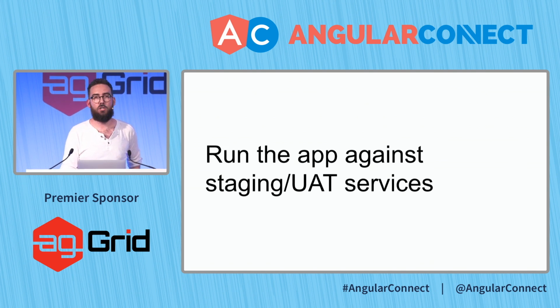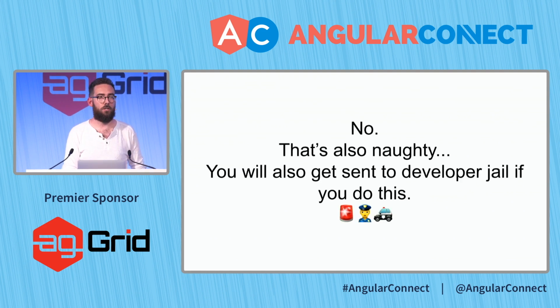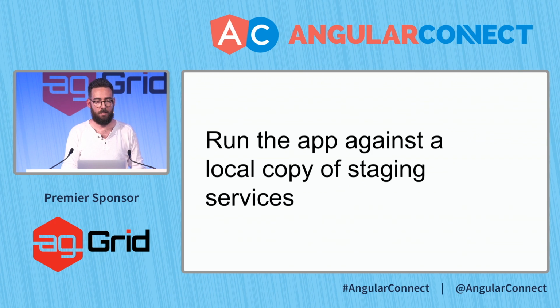We could run our application against a staging or UAT service. Cool, so we're not touching customer actual live data now, which is pretty cool. Unfortunately, you'll also go to developer jail if you do this, because typically you're accessing data that's on shared instances, or maybe if you're accessing something that's coming from a database, the schemas are out of whack, or you don't have the right data in there that you want. So that's still not really great in my opinion.